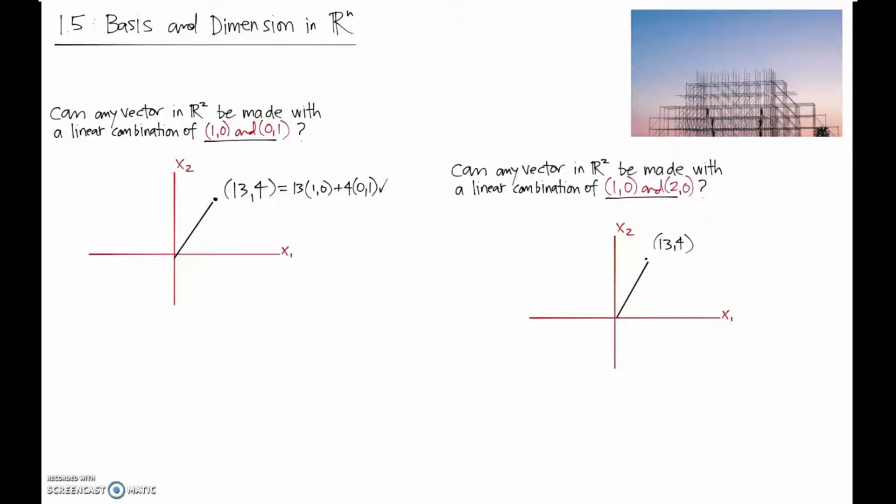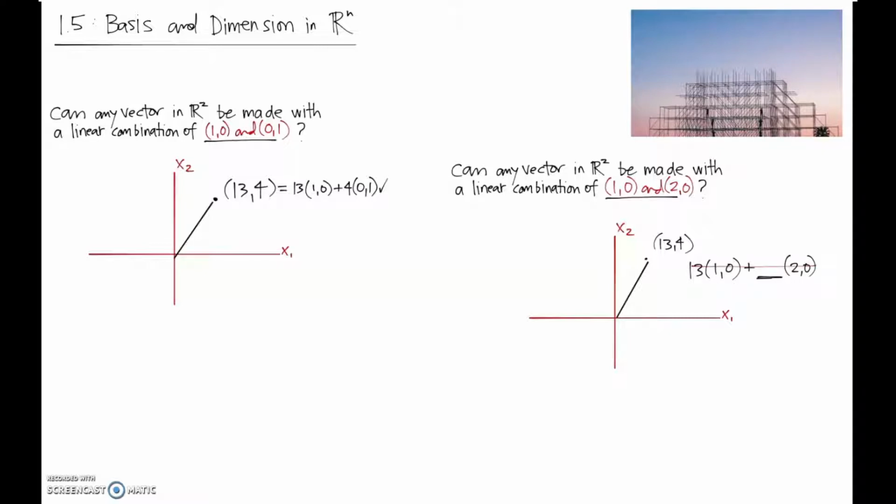So it starts out okay. You could say, okay, 13 times the vector 1, 0. But what could we multiply by the vector 2, 0 to get that x2 element, the 4? And you just never will. It won't work out. So this isn't going to work.